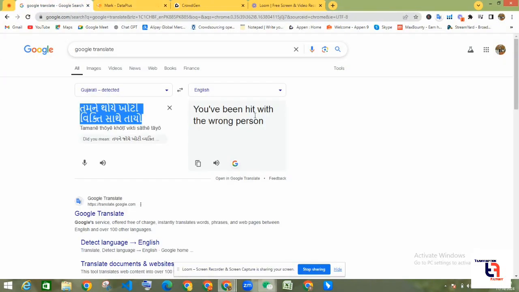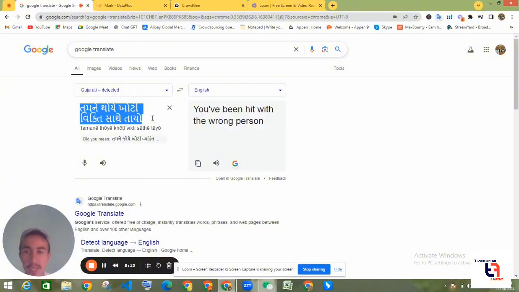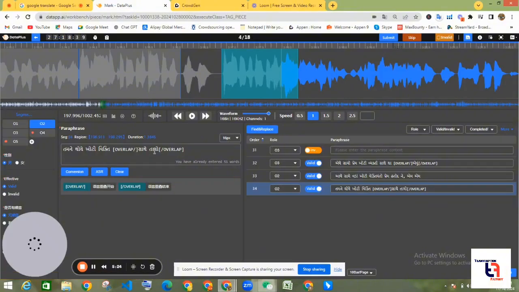you have been hit with the wrong person. So the wrong person, these 2 words have been affected. These 2 words have been affected, not all of them. These two, in Gujarati, these 2 words have been affected from the overlapping of the second person. So we have to cover them in overlap tags. So I have covered them, and I have forgotten about what the second speaker is saying.